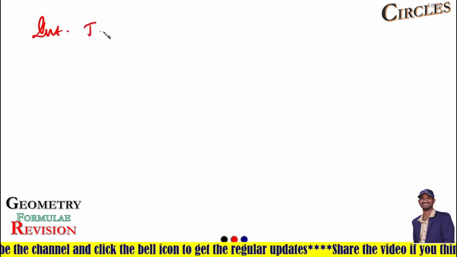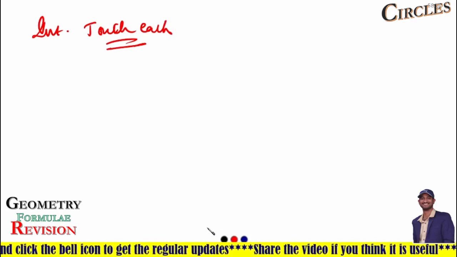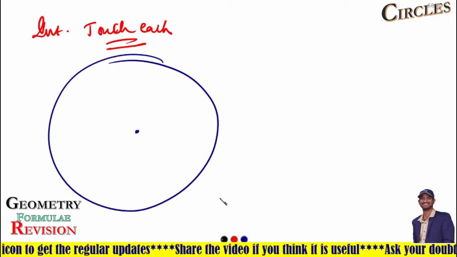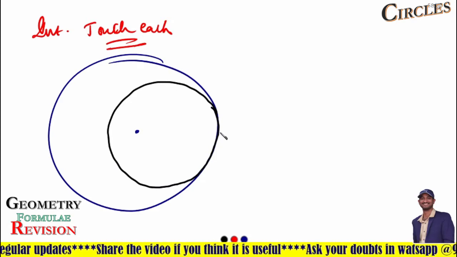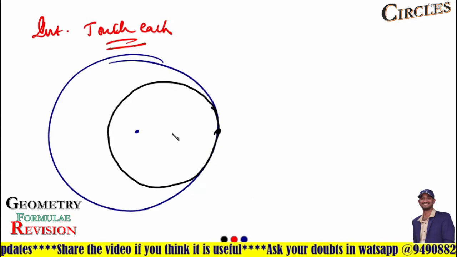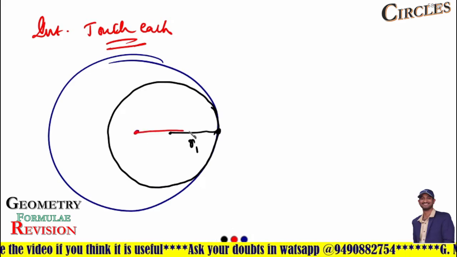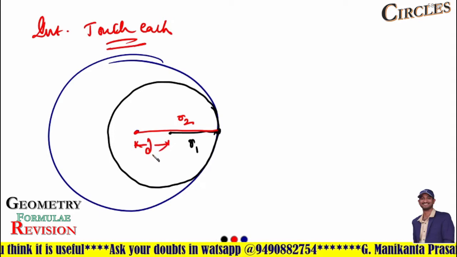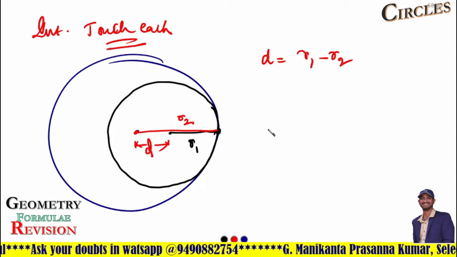Next, internally touching circles. Internally touching means they are also tangential circles, but one circle lies inside the other circle. So they also intersect at a single point only. Suppose R1 is the radius of the inner circle and R2 is the radius of the outer circle. Now tell me what is the distance between the centers. D is equal to the difference of the radii, R1 minus R2.